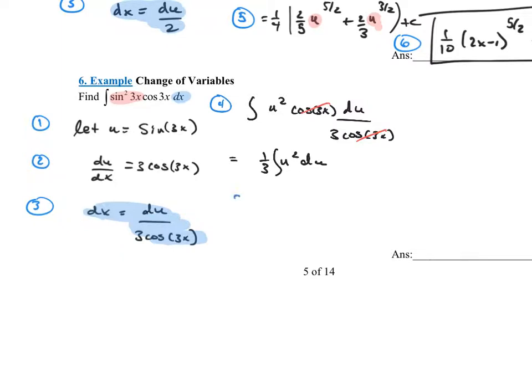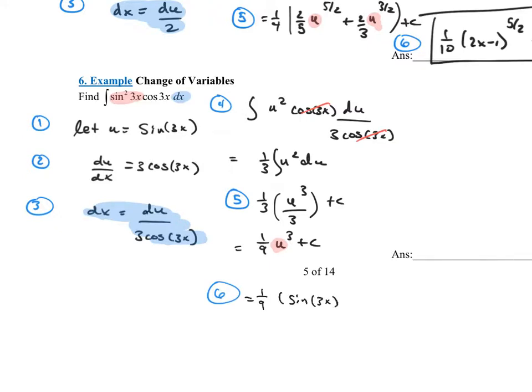Well, that's easy enough to actually integrate now. This is 1/3 times the integral of u squared, which is u cubed over 3. Then we have the plus c, right? So I'm getting 1/9 times u cubed plus c. That lets us move on to step 6, the last step, which the only thing we have to do is back substitute for u. And remember, u was sine of 3x. So this is going to be 1/9 times the sine of 3x quantity cubed plus c.